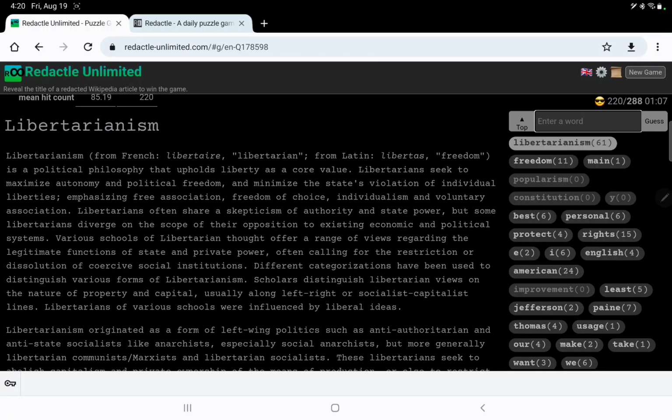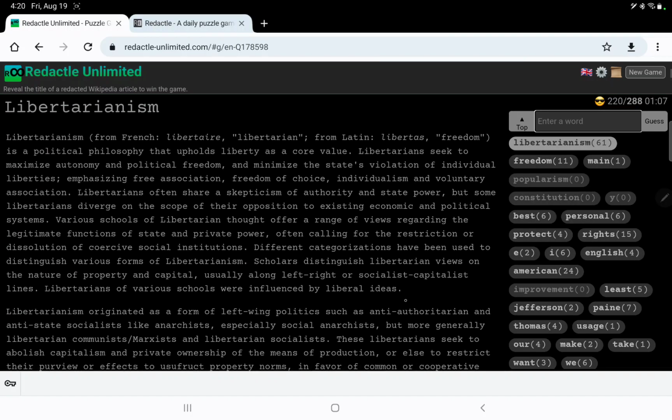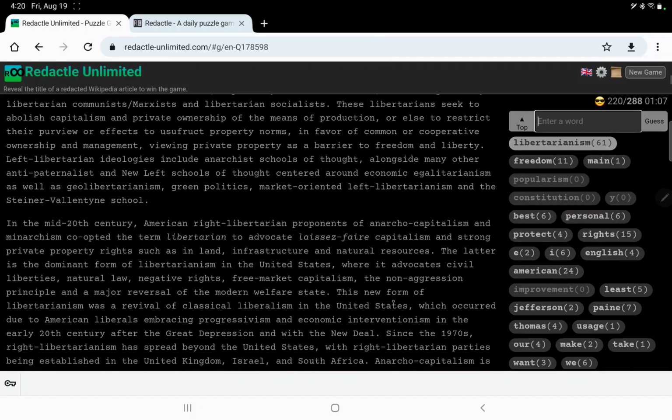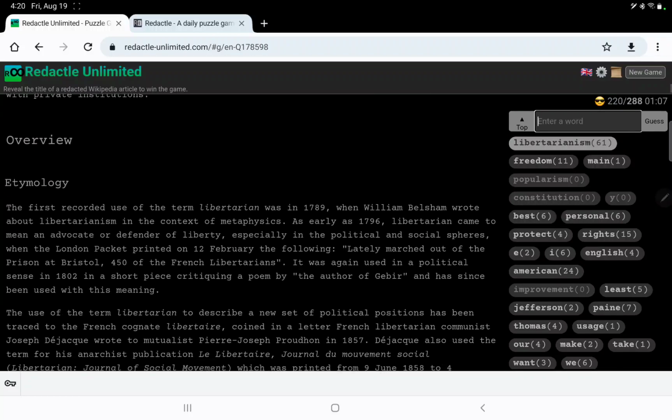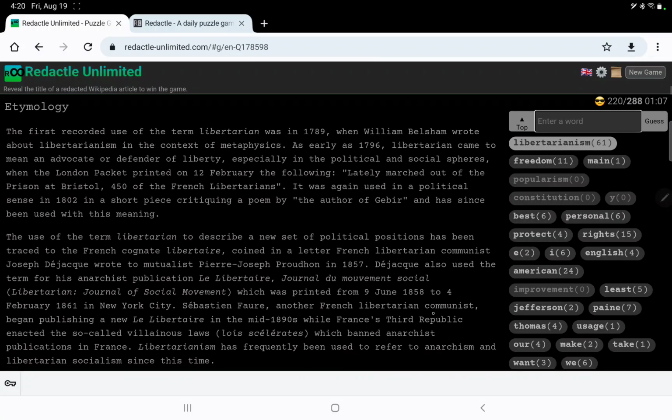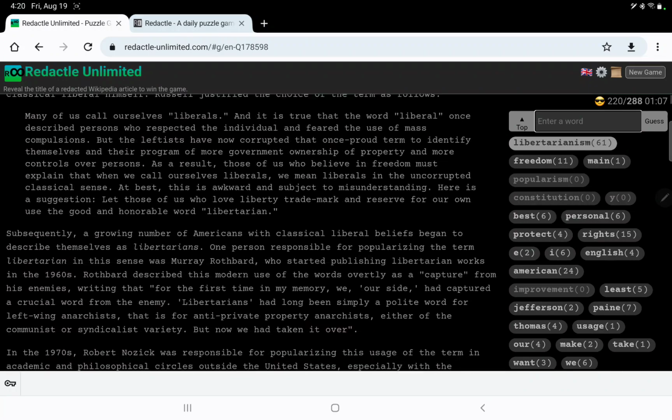Anyway, libertarianism, from French libertaire, Latin libertas, liberty as a core value. The etymology, there we go.